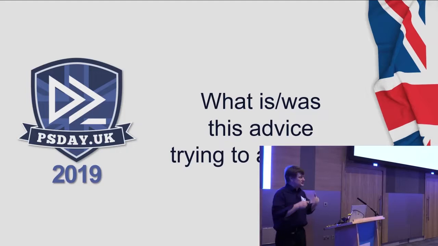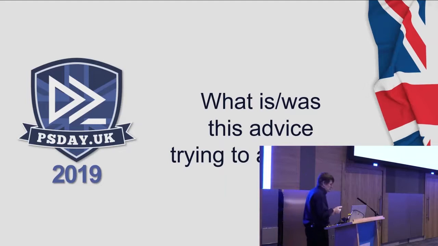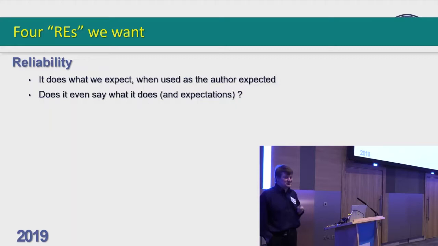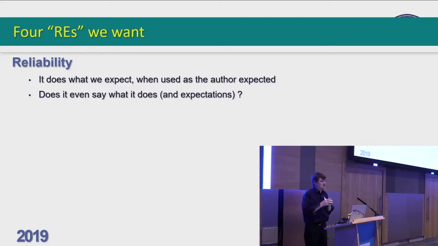What is the standard for a good shareable module? And I like to break this down as kind of four Re's. So it's reliable. It works, it doesn't crash, but it does what we expect it to do, at least within certain constraints, right? We might have unrealistic expectations, the author might not have foreseen what we were going to do. And does it actually do what it says on the tin?